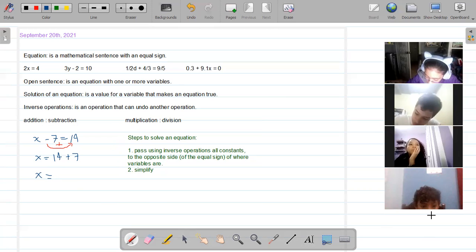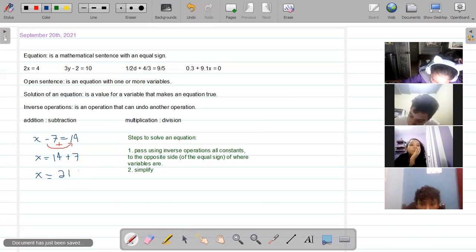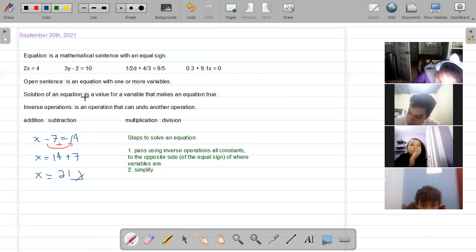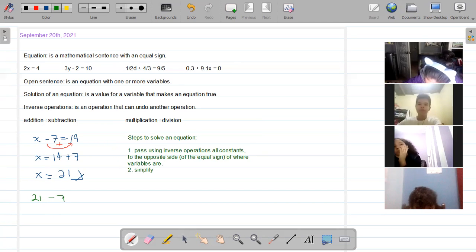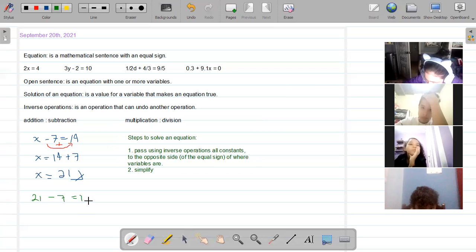14 plus 7, how much? 21. And 21 is the solution of my equation. Why? Because, and this is just the proving, which we're not going to be doing right now, if I substitute, like when we were evaluating, with x equal to 21, I will have 21 instead of the x minus 7, and this is supposed to be 14, okay? And I subtract 21 minus 7, it is 14.